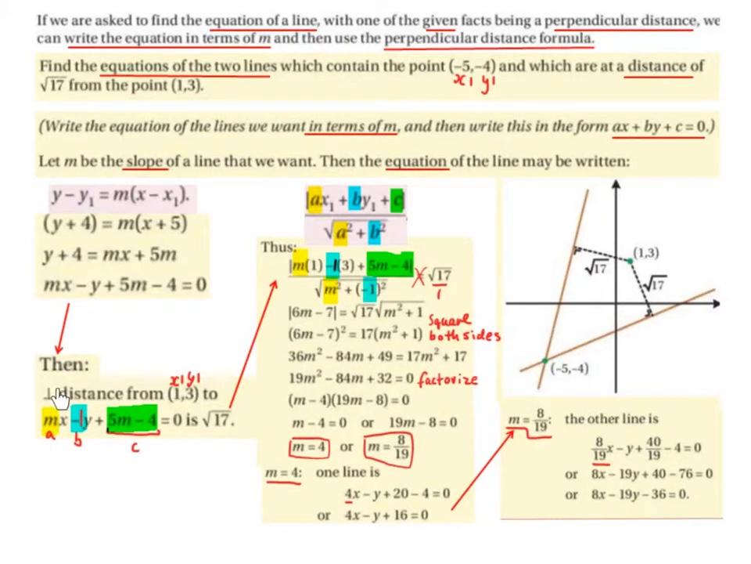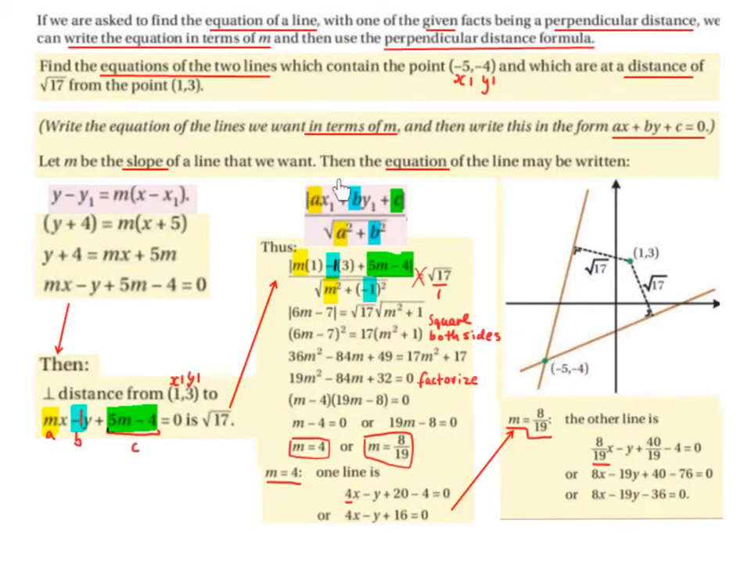Then the perpendicular distance from the point 1, 3, which we're going to label as x1, y1, to mx minus 1y plus 5m minus 4 equals 0 is root 17. So remember, this is the new equation of the line, and we know that the perpendicular distance from the point to this line is root 17. So we're going to label the m as a, the minus 1 as b, and the 5m minus 4 as c. We know the point is 1, 3, so that's x1, y1.